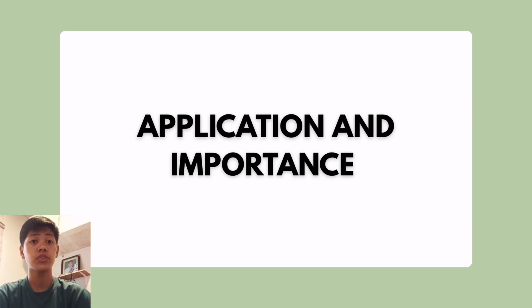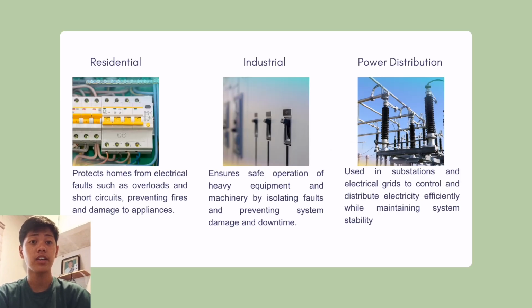The next slide is application and importance. First in the picture is the residential application. It shows a residential electrical panel where circuit breakers are installed in residential settings. Circuit breakers are used to protect household wirings and appliances from electrical faults such as overloads and short circuits. When a fault occurs, the breaker automatically interrupts the flow of electricity, preventing potential hazards like fire and equipment damage. This ensures the safety and reliability of electrical systems inside the home.